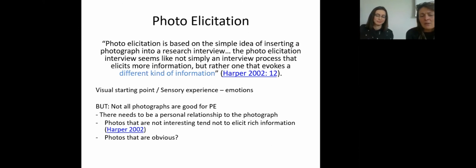And also, photos that are obvious. I've put this in here, but I'm on the fence with this, because at times photos that are obvious might not elicit interesting information, but actually what seems so obvious in a photo might not be the reason why the photo has been taken or what the photo is getting at from the respondent's point of view. So sometimes obvious photos actually capture a lot of really interesting information and data.